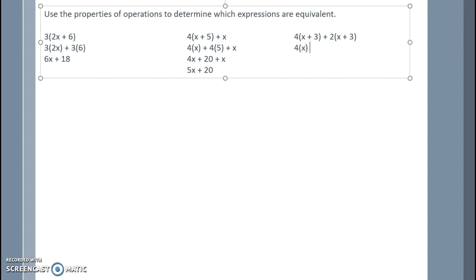I know that this will be 4 times x plus 4 times 3 plus the quantity 2 times x plus 2 times 3. This will give me 4x plus 12 plus 2x plus 6. Using our properties of addition, we can rearrange these so that we have 4x plus 2x plus 12 plus 6.